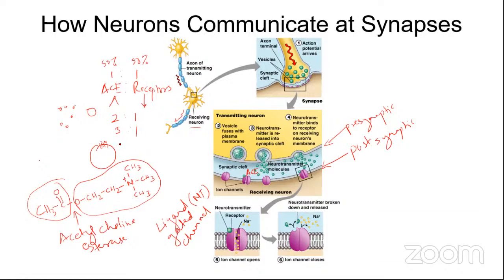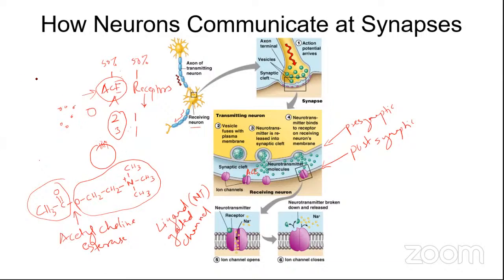Can I not control this now? I can control this very easily by synthesis of acetylcholinesterase, right? And synthesis of this enzyme is under the control of the presynaptic neuron. So now imagine this situation.